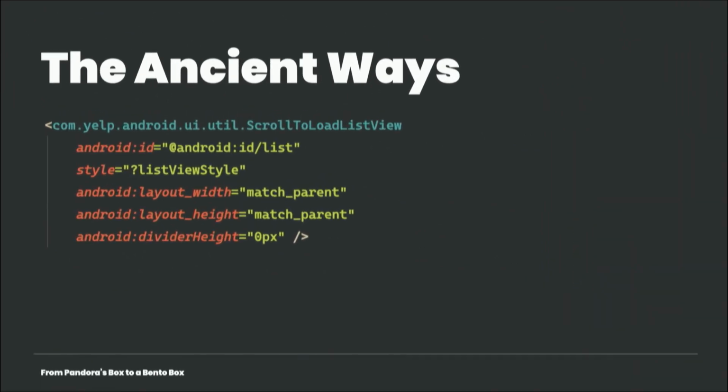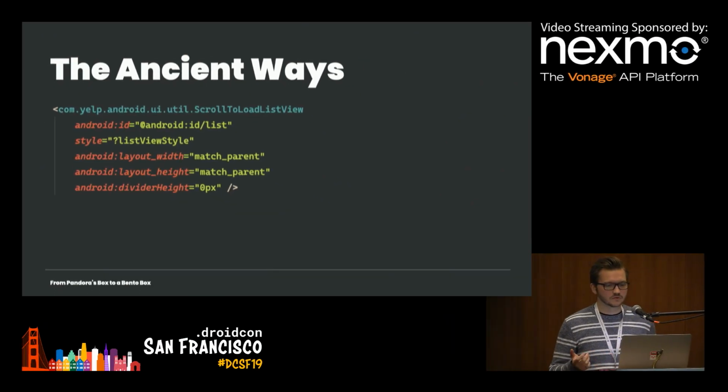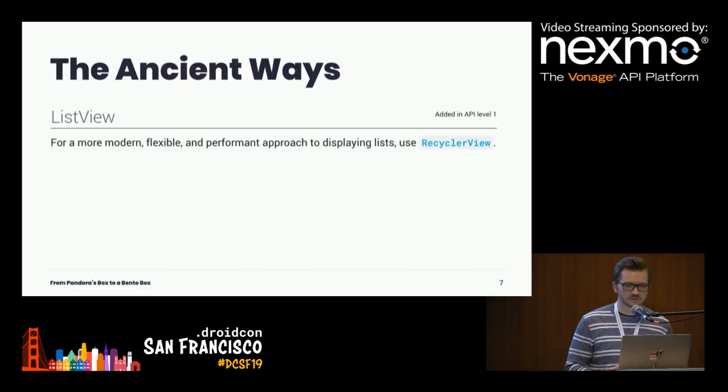But first thing is that we were using a custom implementation of a list view. So that's bad for two reasons. Number one, because it's a custom implementation. And number two, because it's a list view. There's really no real reason why you would want to use a list view over a recycler view. But you don't have to take my word for it. You can also look at the official Android docs. They say for a more modern, flexible, and performant approach to displaying lists, use RecyclerViews. So they're hinting pretty heavily that you probably shouldn't use a list view.